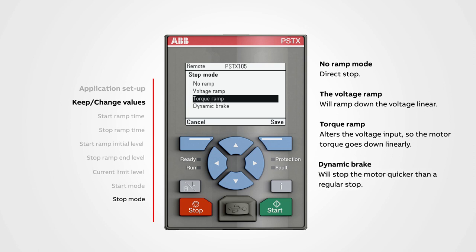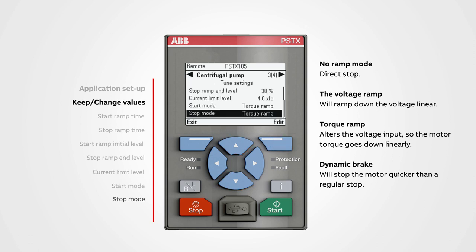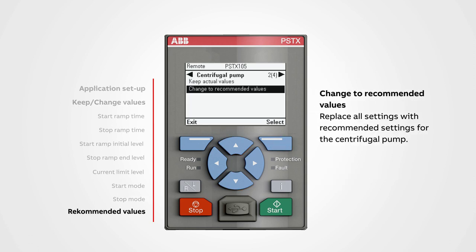The dynamic brake mode will stop the motor quicker than a regular stop, and this mode is suitable for applications with a big moment of inertia and an extended stop time, such as a sawmill, where the saw blade can spin for a very long time. Use the navigation buttons to change setting. Push Save.